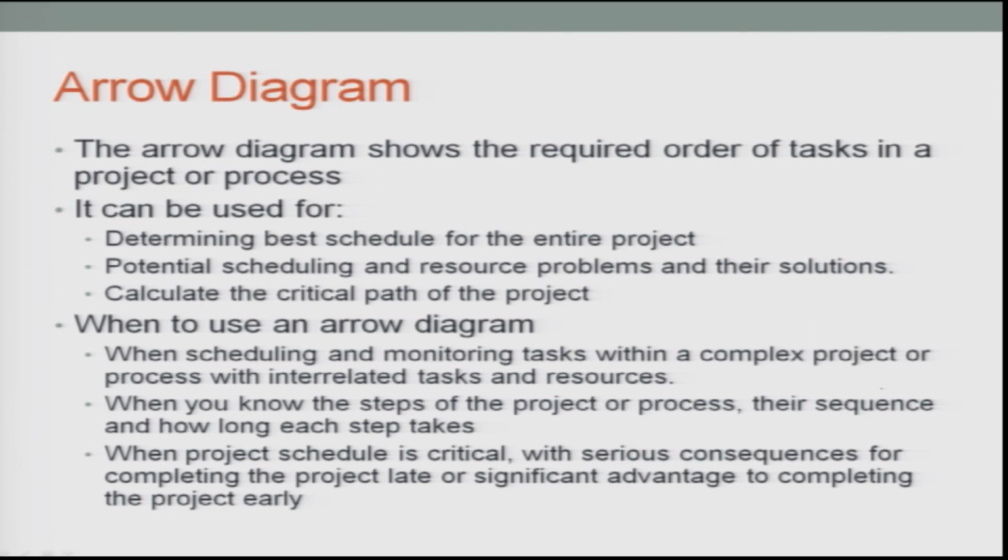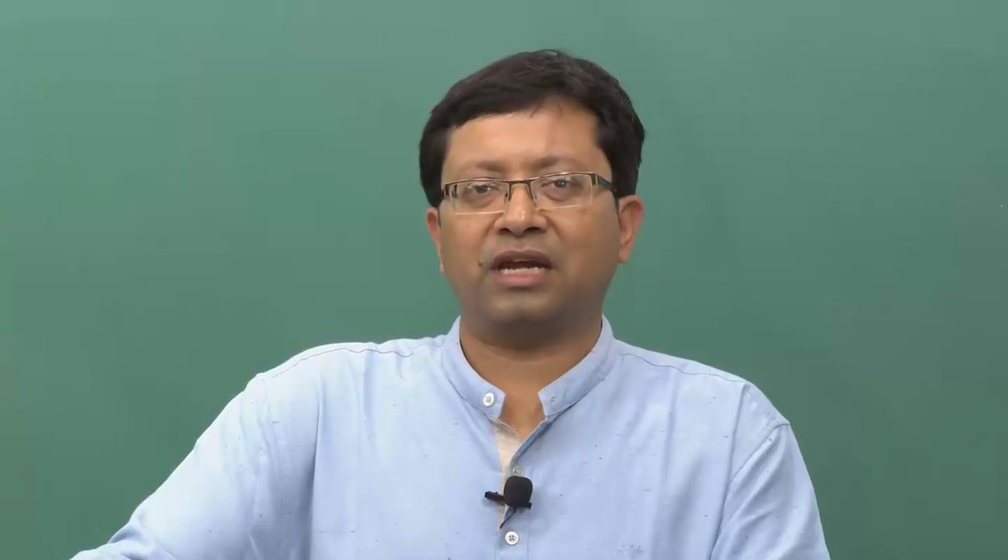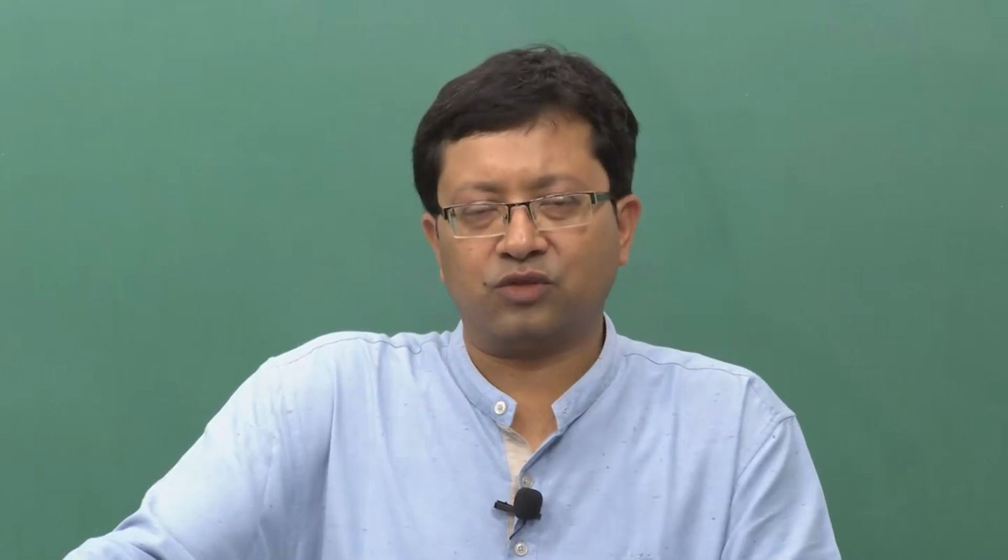So, if there are some penalties for overrunning the work, that you are not able to finish the work right on time, if those things are there, you need to analyze them and draw the arrow diagram in order to understand the overall things which are very important from the total quality management or the statistical process control point of view.